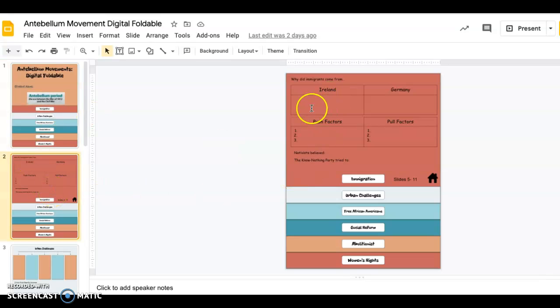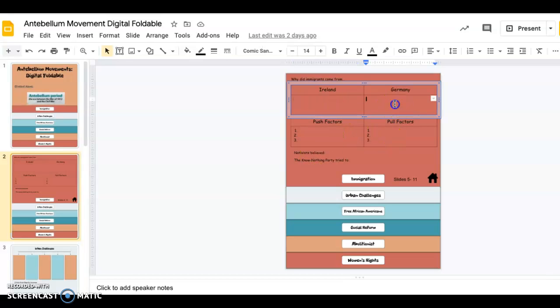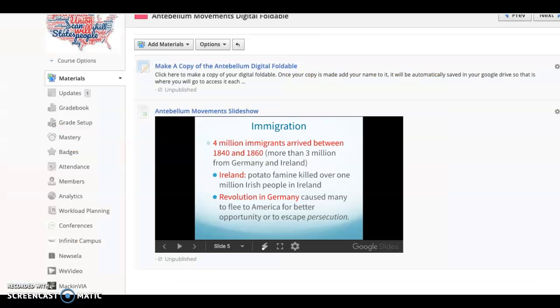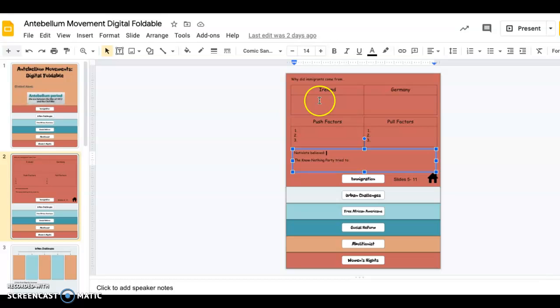Okay, so the first one, we're going to do notes on immigration, and you're going to be able to type right in here in your foldable. So you're going to be able to input the information right in here to each spot that needs to be filled out. And you will use this slideshow. Okay, so for example, if we're starting on immigration, it says more than 3 million from Germany and Ireland. Ireland potato famine killed over 1 million Irish people in Ireland. So that would go in your Ireland box because it's about Ireland. Okay, same thing for the information on Germany.